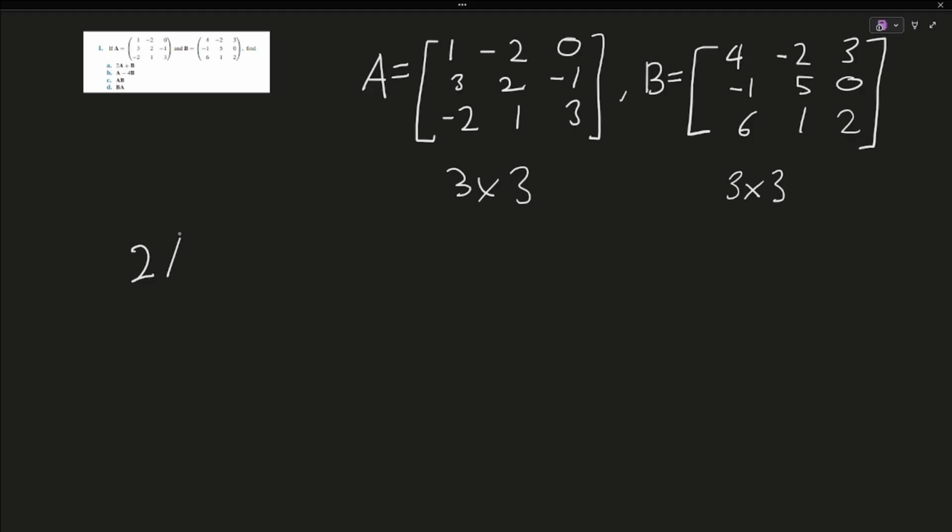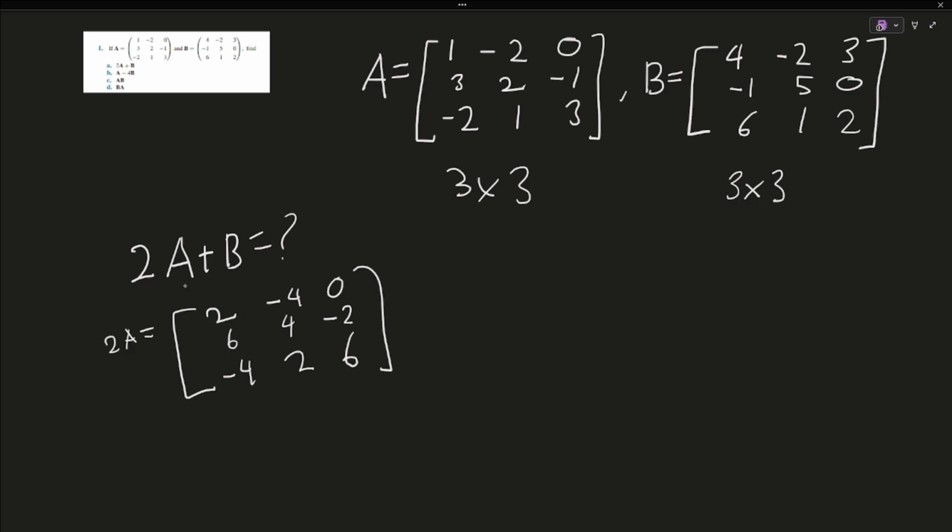So the first operation is 2A plus B. Okay. First thing, I want to multiply A with 2. So as you can remember, when we're multiplying scalar numbers with matrices, we're just going to multiply that scalar number with everything inside. So 2A will be equal to 2, -4, 0. I'm just multiplying everything by 2. It's because we are multiplying with a scalar number. Okay, and this is going to be 2A, and that's it.